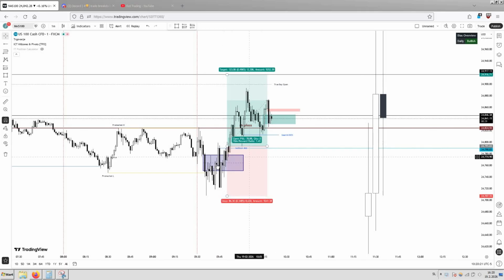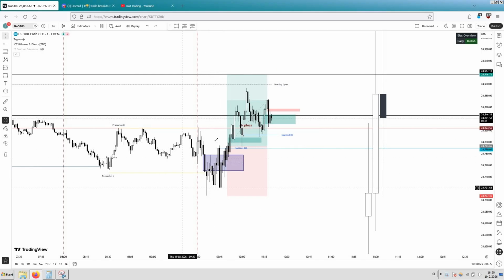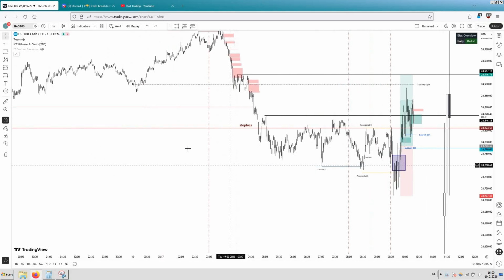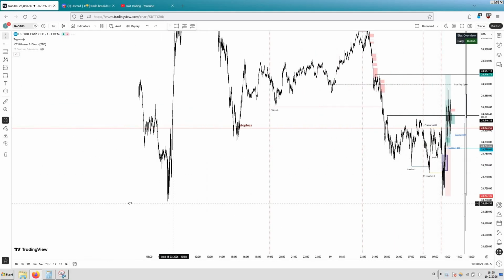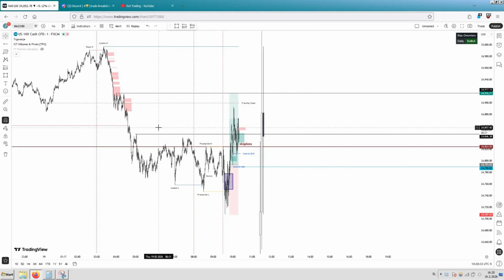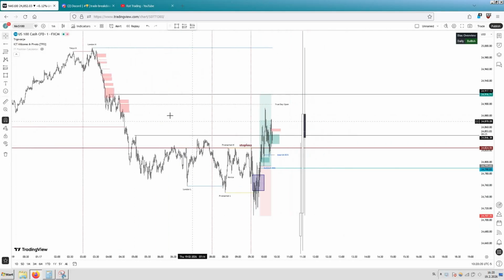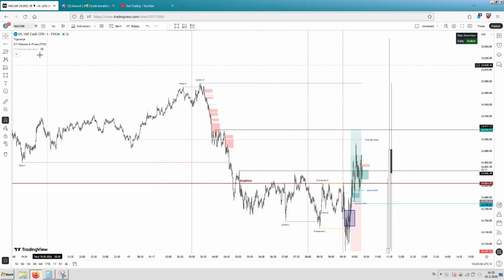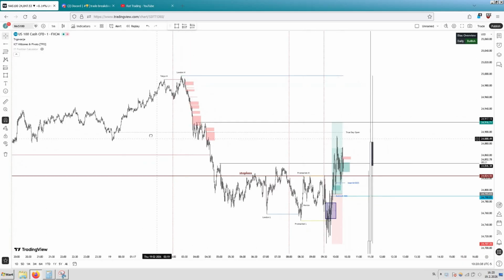So today we also had clean, broad price action. The price was moving absolutely amazing, same as yesterday. Let's go together through the trade and I will show you what my thinking behind the trade was. Let's just go like this.